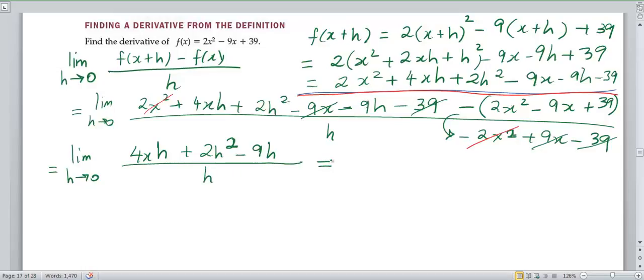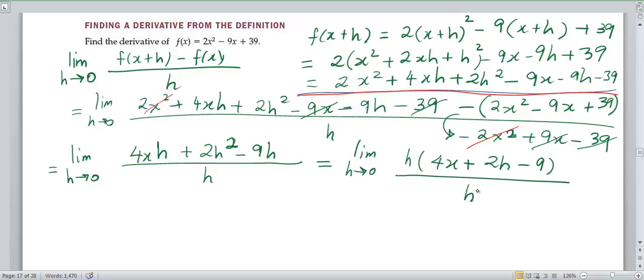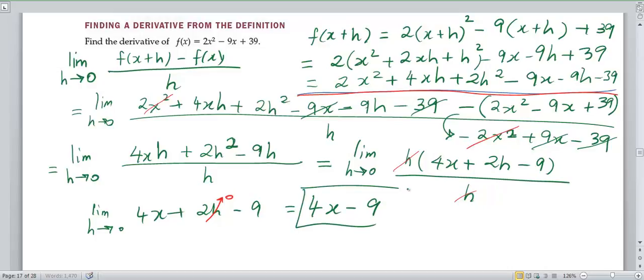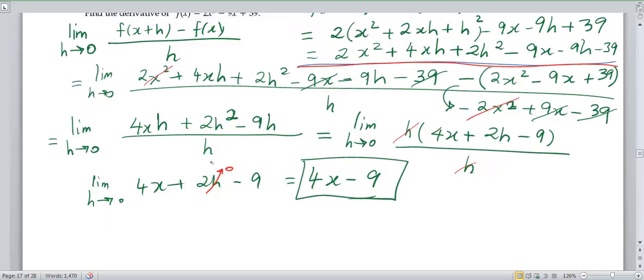Okay. And everything in the numerator has an h in it. That's what you want. So you want the limit as h goes to 0 of, pull out the h, and you get 4x plus 2h minus 9, all over h. And the h's are gone. Left with the limit as h goes to 0 of 4x plus 2h minus 9. When you plug in h equals 0, you get 4x minus 9. Okay? That is the derivative of this function using the definition of the derivative.